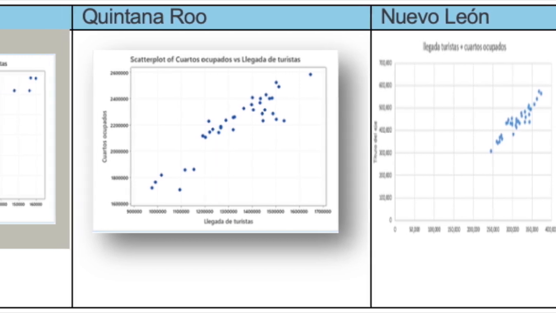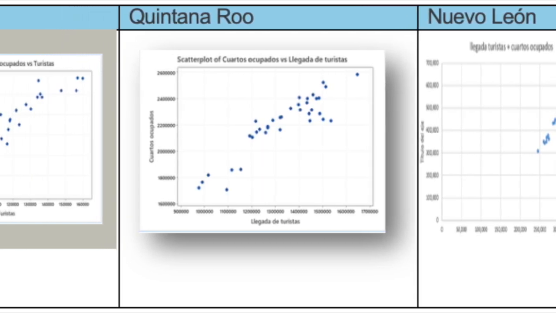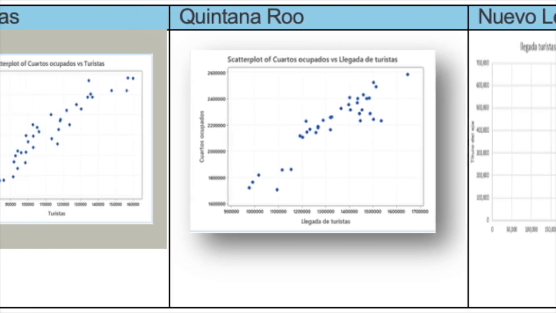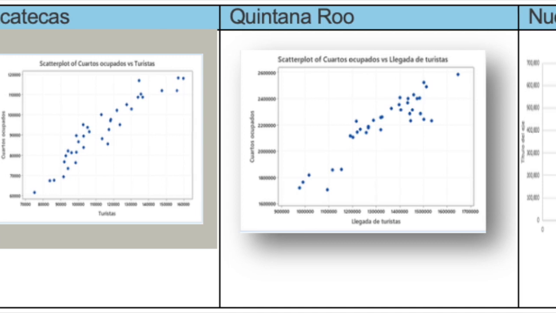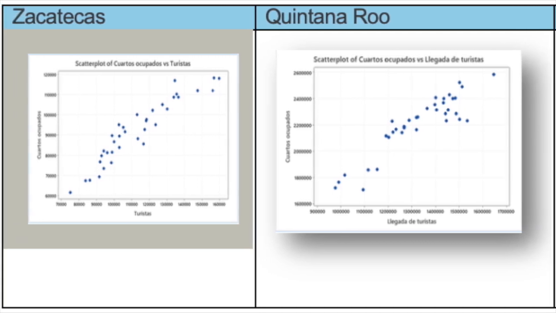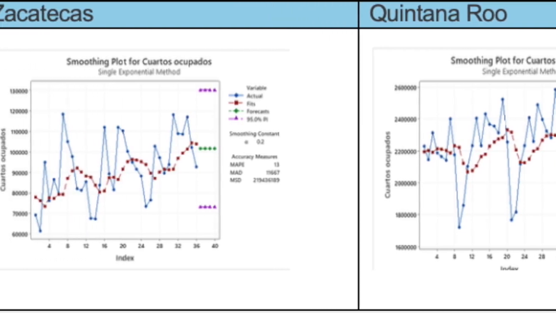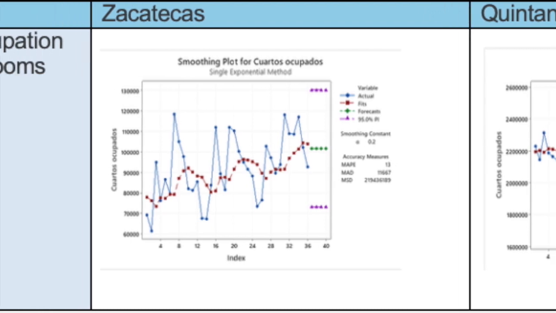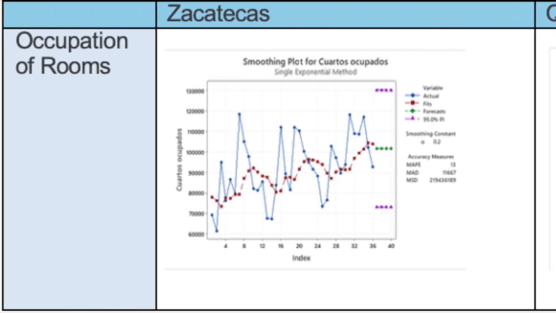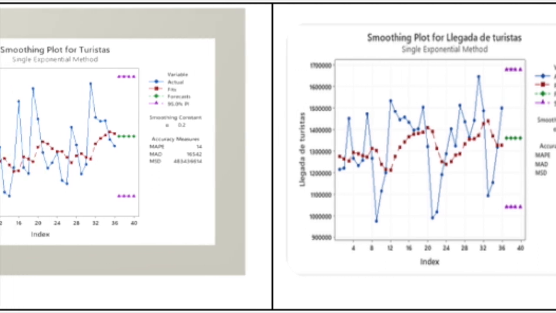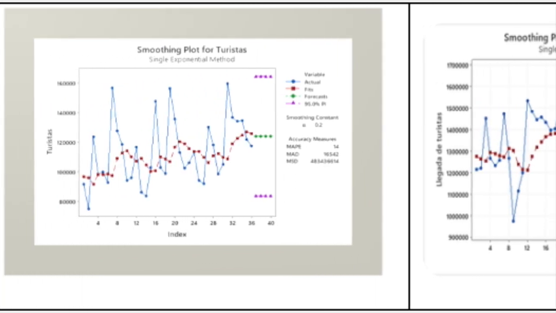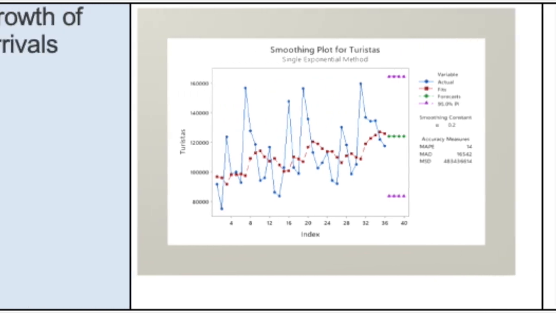These are scatter plot diagrams, and we have them for Nuevo León, Quintana Roo, and Zacatecas. This helped us to see the arrival of the tourists and the occupation of the rooms. Here we can see how both of them follow a pattern of increasing and decreasing. We did two smoothing plots for each of the states to know the growth of arrivals and the occupation of rooms.